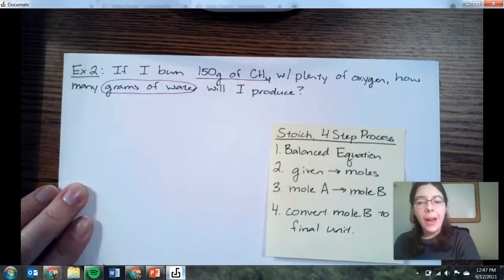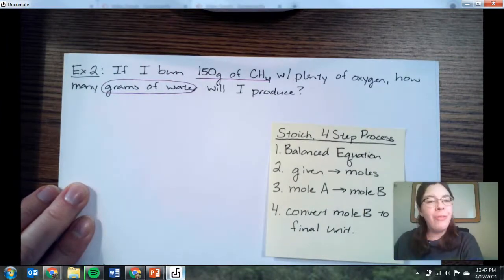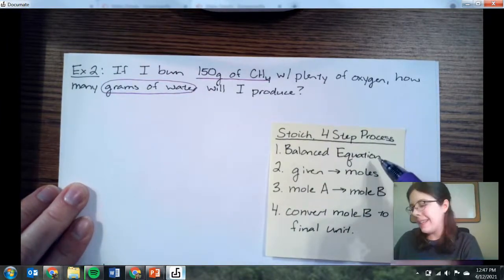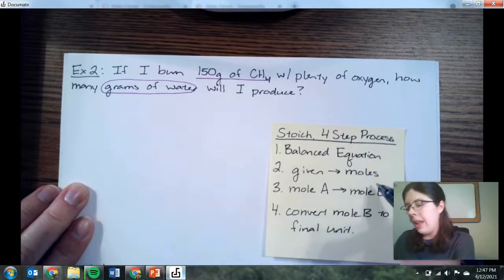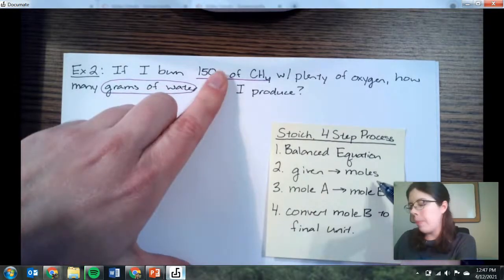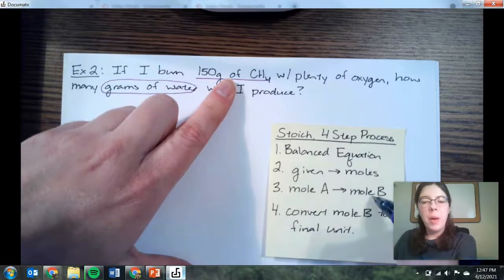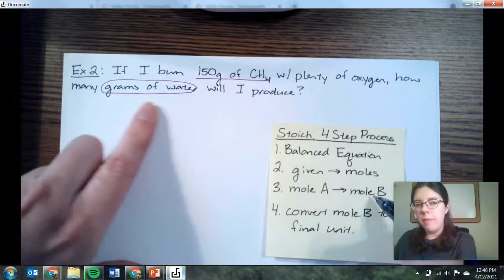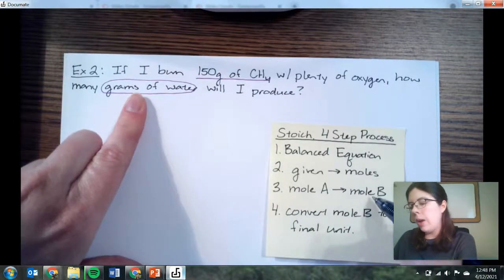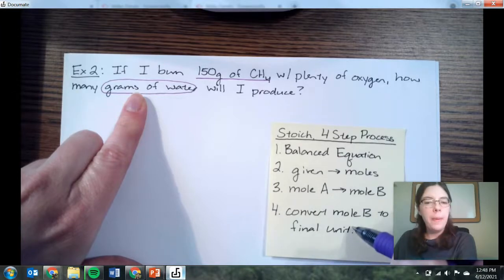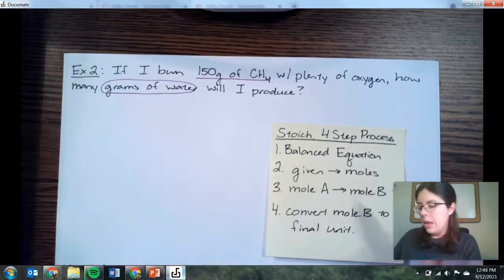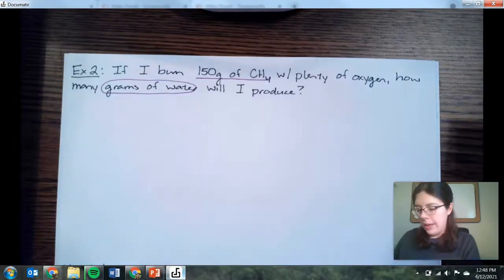Now, we think about the four-step process for stoichiometry. We first need to get our balanced equation, so we'll write that next. We're then going to take our given and convert it into moles, so we're going to use molar mass to go from grams to moles. Then we use the mole ratio to go from moles of my given to moles of my product. And then we want to convert our second thing into grams, the thing we're trying to find, from moles to grams of water. So we're going to use the molar mass of water for that part. So let's go ahead and work through this.